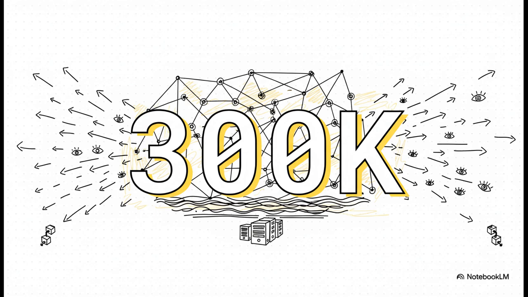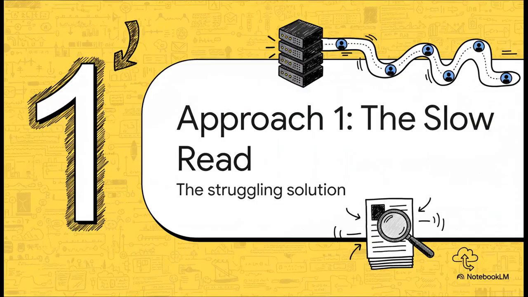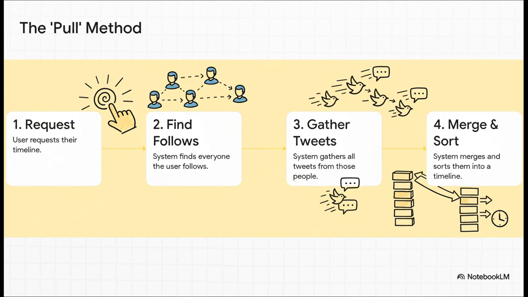So how on earth do you even start to build a system that can handle that? Okay, so let's walk through the first try. We'll call it Approach 1, the slow read. This is the most obvious, straightforward way you'd think to build it, and it's actually how the platform worked in the beginning. It uses something called a poll method. So the logic here is pretty simple, right? You hit refresh, and the system just goes nuts. It has to find everyone you follow, then it has to go gather up all the recent posts from every single one of those people, and then it has to frantically stitch them all together and sort them by time just to create your timeline. And all that hard work happens in the split second after you ask for it.